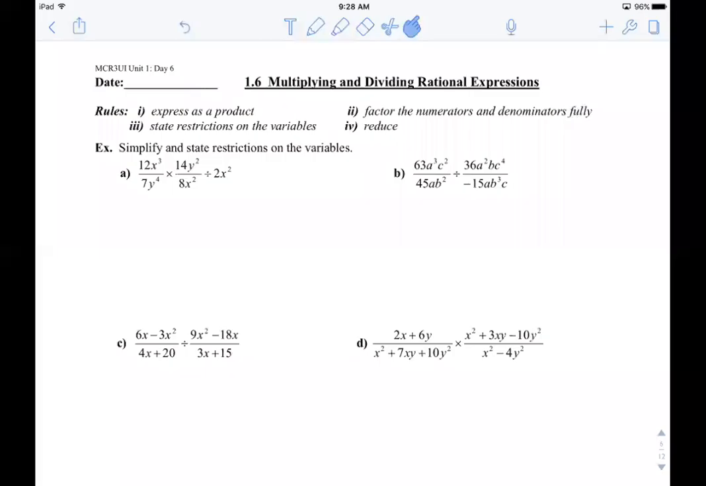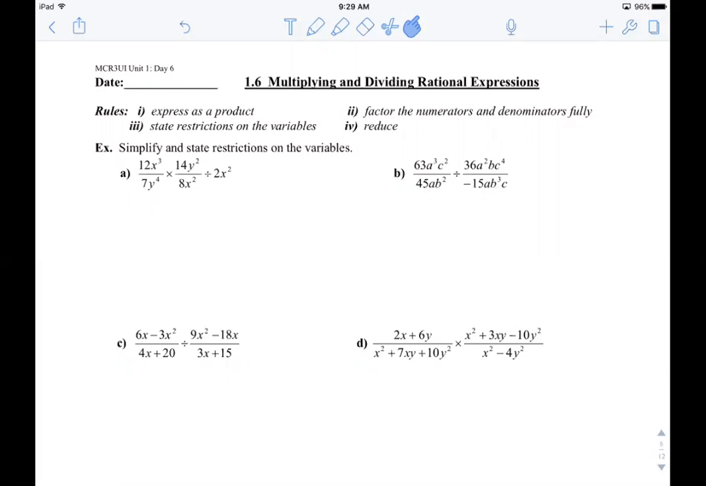Welcome to Unit 1, Lesson 6, Multiplying and Dividing Rational Expressions. In this lesson, we're really going to use all of the same skills that we learned in our previous one. We're going to just add the additional fact that sometimes these rational expressions are going to be multiplied together or divided by one another. But the nice thing about dividing in this case is that it's really like dividing fractions.